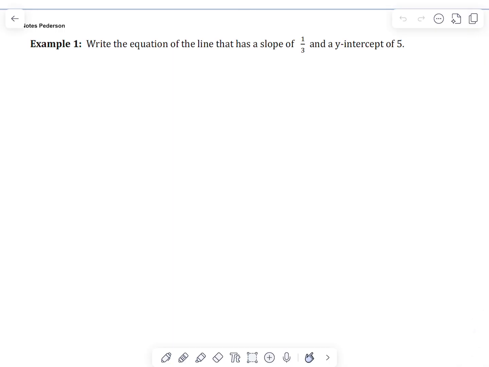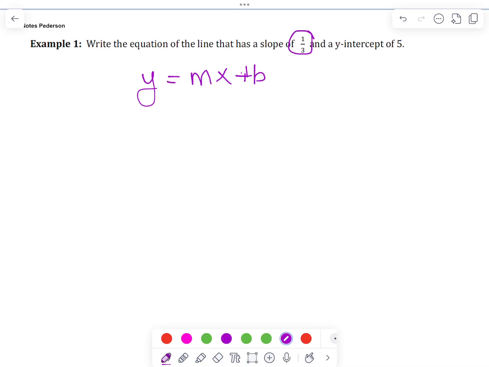First example is to write the equation of a line that has a slope of 1/3 and a y-intercept of 5. So we want to write it in y equals mx plus b. So this is our m, and this is our b. So go ahead and substitute that in. So y equals 1/3 x plus 5.